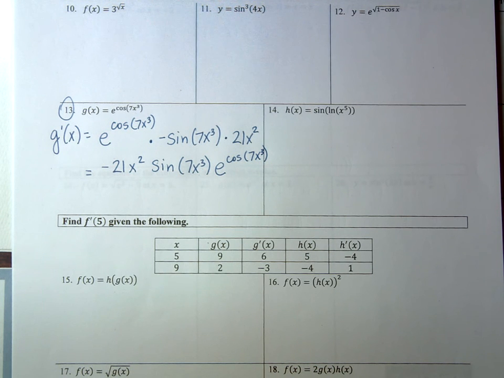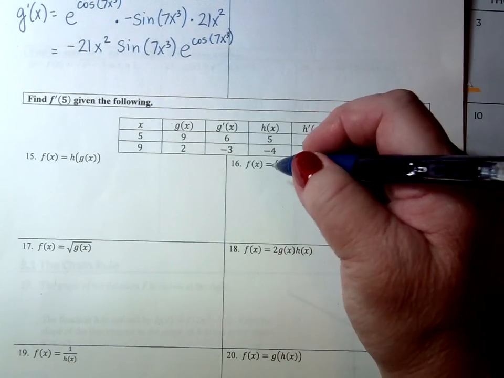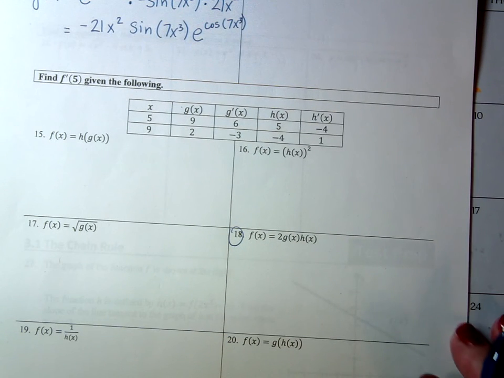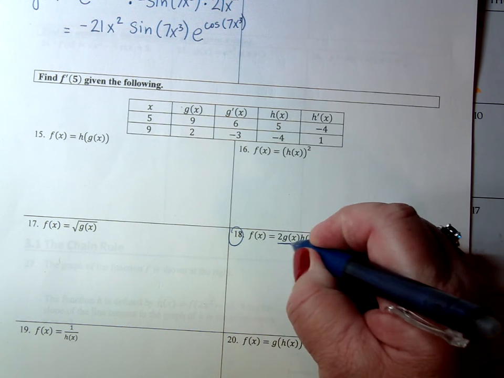I'm going to pick a couple from the tables, like I just showed you how to do on the note part. I'm going to try number 18 is my first one. And this one I am looking at these. I have a 2, a g of x, and an h of x. The 2g of x is all one piece. The h of x is a second piece.